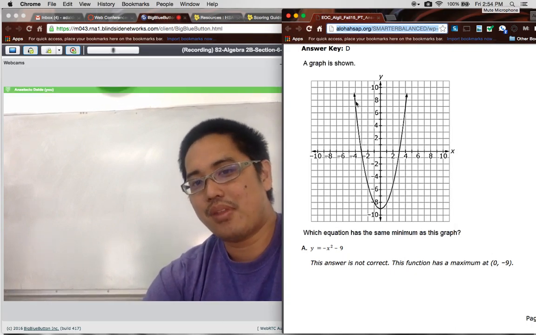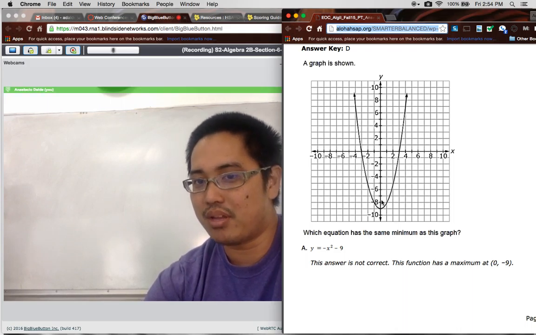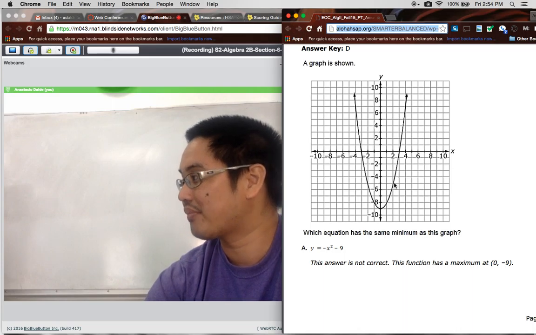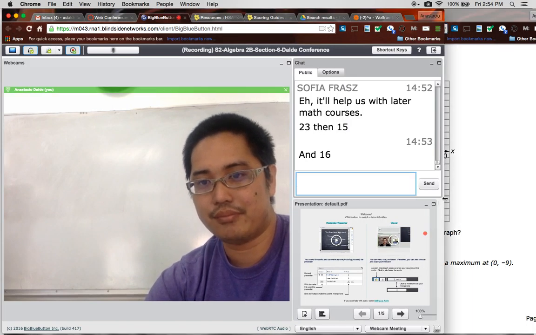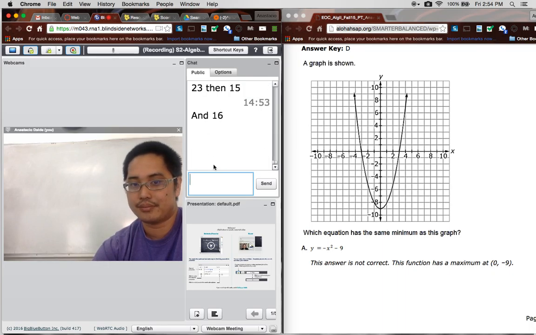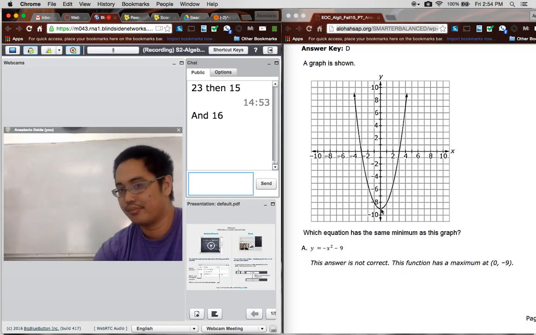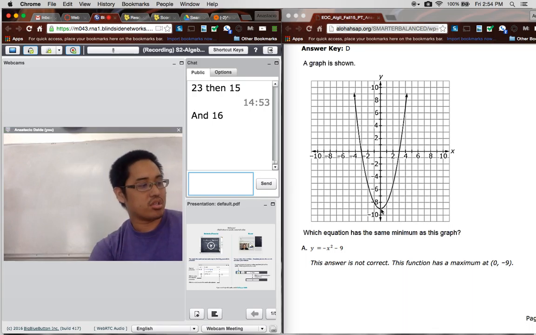Which graph has the same minimum as that parabola? Does this parabola that is graphed in front of you have a minimum? The answer is yes. And what is that minimum? Can you tell this to me? Does the graph have a minimum? What's the lowest number that thing goes to? -9. I agree. Good. So let's look at the options.